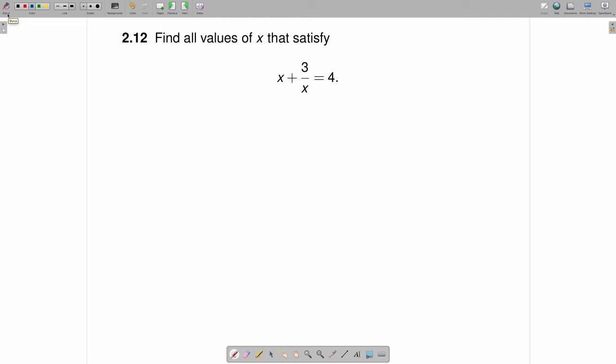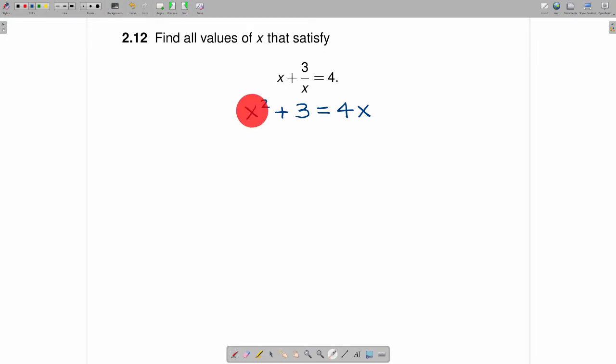Find all values of x that satisfy the equation x plus 3 over x is equal to 4. One way to approach solving this equation is to multiply both sides of the equation by x. When you do so, you will get x squared plus 3 when you multiply the left-hand side by x, and you will get 4x when you multiply the right-hand side by x.